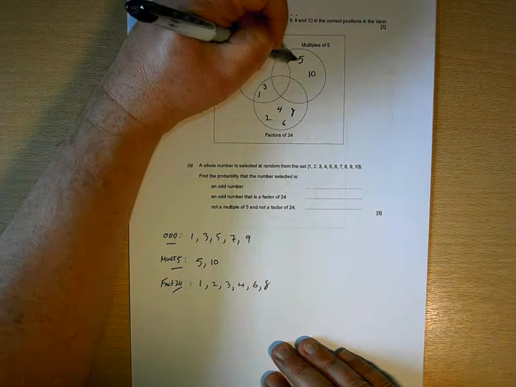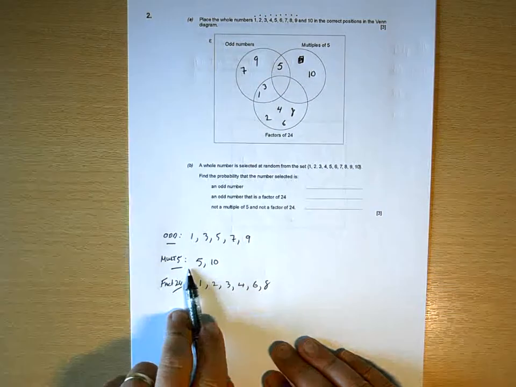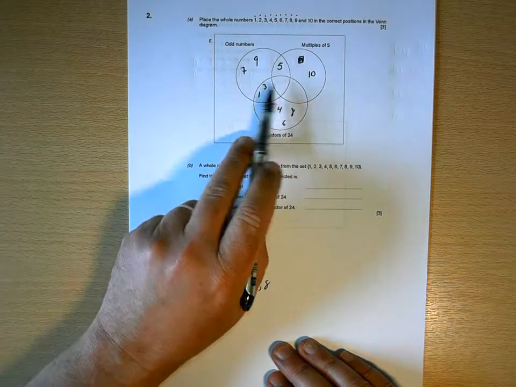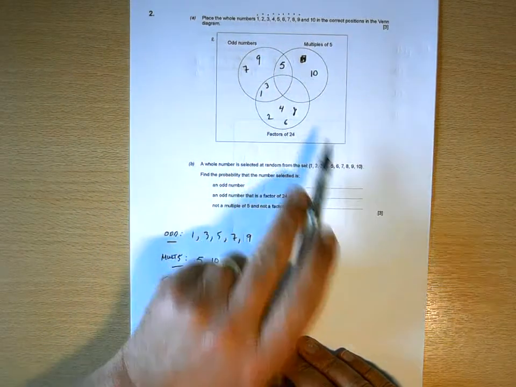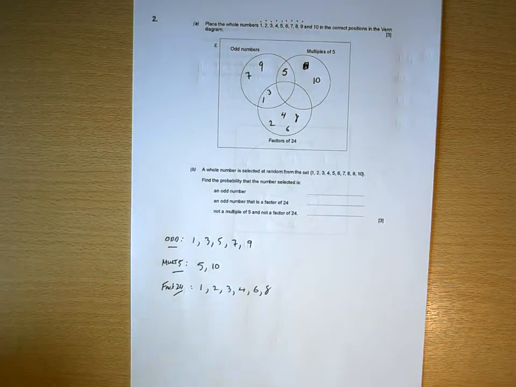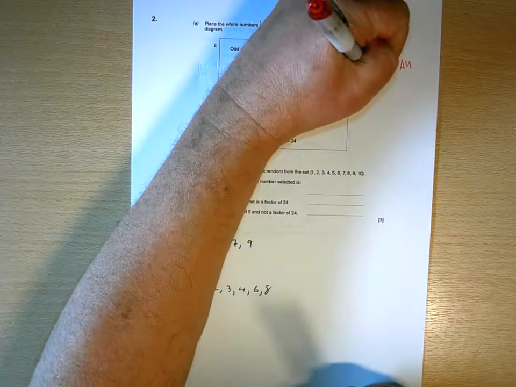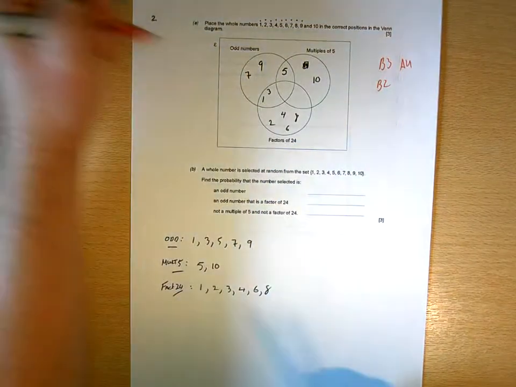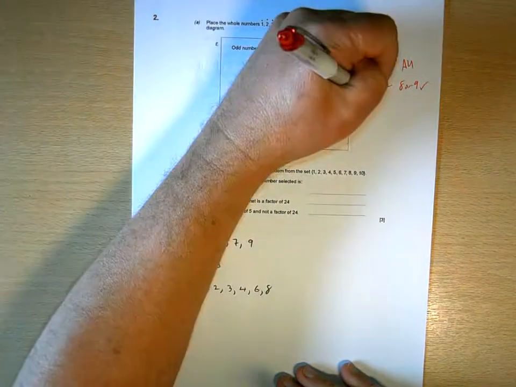I got one wrong. 5 is odd and a multiple of 5, so that one should have been there. So 7, 9, 5, 10, 1, 3, 2, 4, 6, 8. So the way that that one is marked is 3 for all correct, 2 for 8 or 9, 1 for 5, 6 or 7.